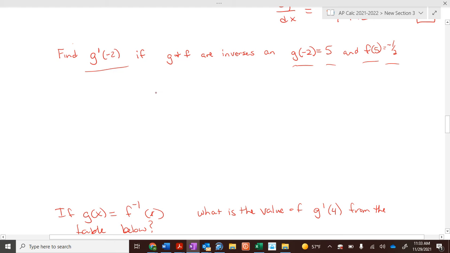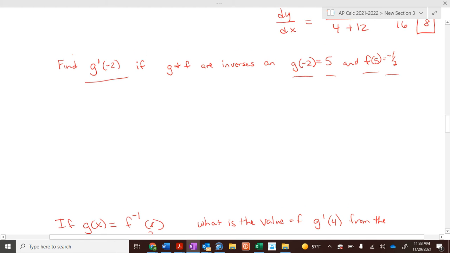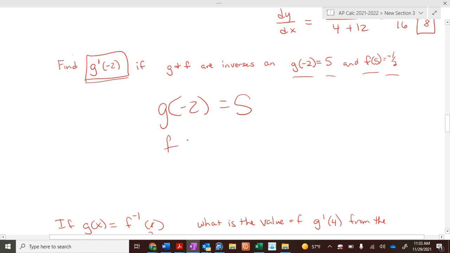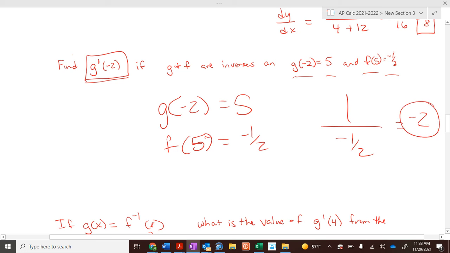Okay. So then what you do, if you have g prime of negative 2, you take g of negative 2, and it is 5. So then you find f prime of 5 and it's negative 1/2, and it's 1 over that. 1 over a negative 1/2 is negative 2. That's the only one I knew how to do.